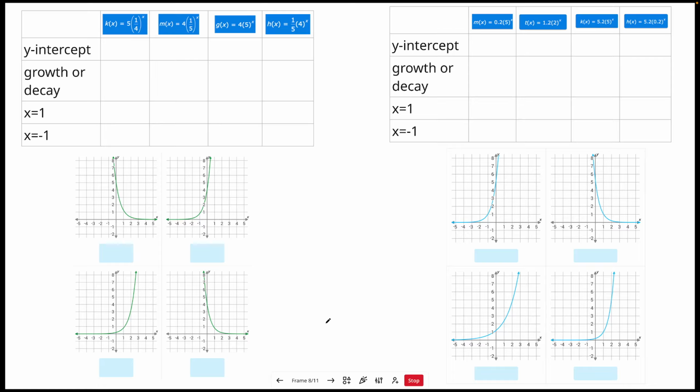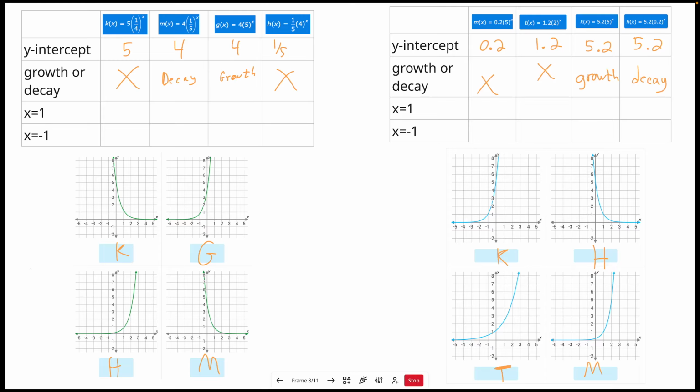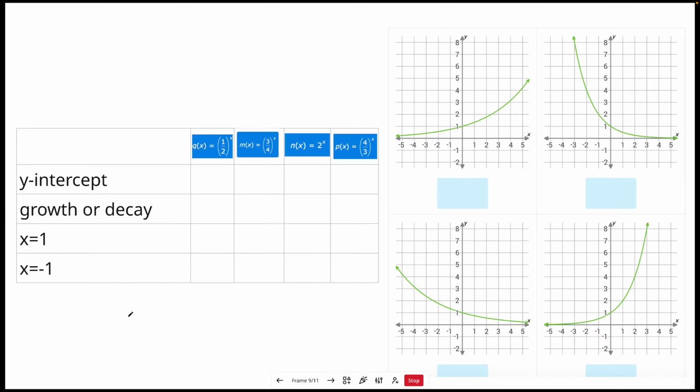Okay, now that you've had time to work these problems, let's check your solutions. Okay, for the first problem here is the table filled out and the correct answer. And for the second problem here is the table filled out and the correct solutions. All right, last type of problem here.